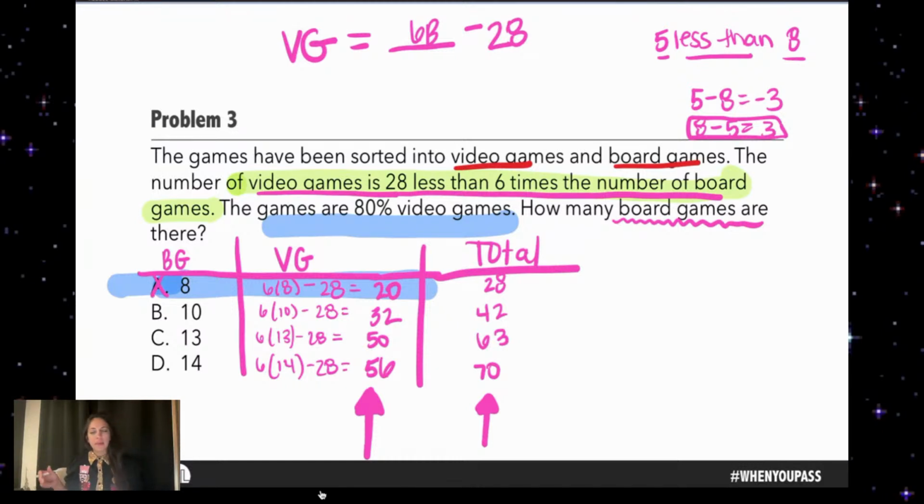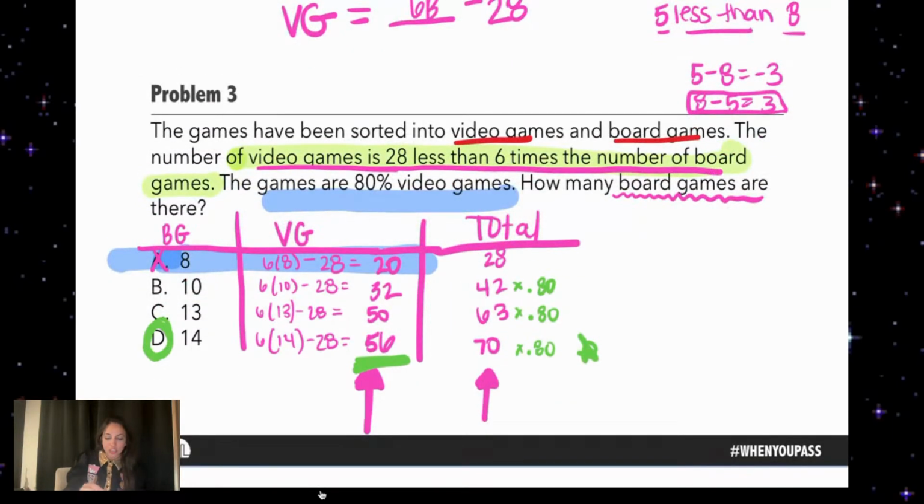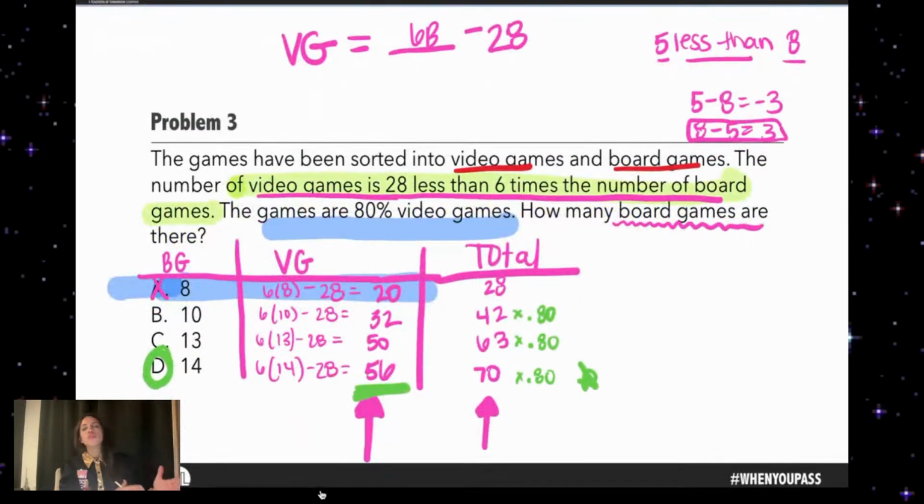How do I do this mathematically? I'm literally going to multiply 70 times 80%, 63 times 80%, 42 times 80%. I'm going to start down here because it's the largest gap and I want to see what I'm working with. 70 times 80% is 56, which means this is the correct answer. So we almost worked backwards to go forwards to figure this problem out.